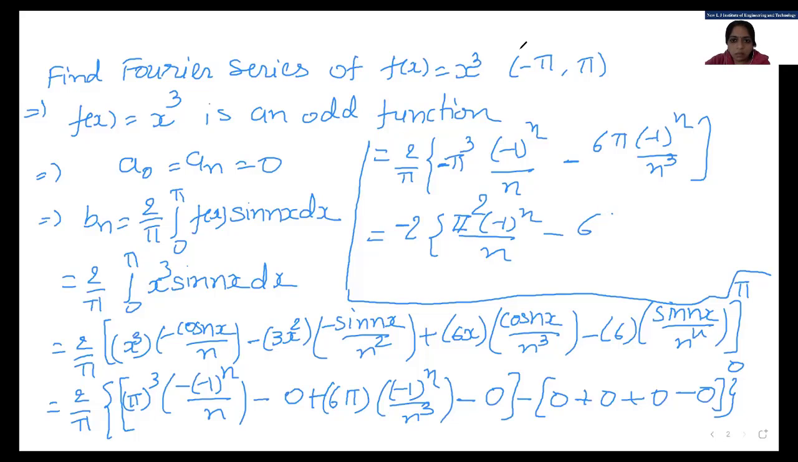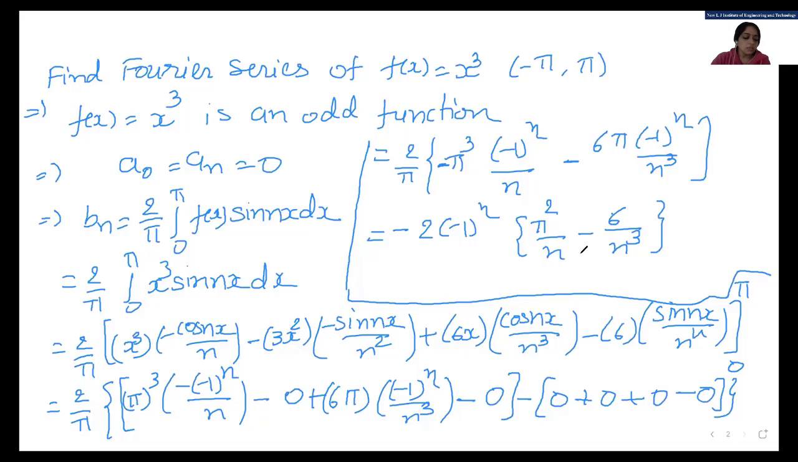So here, if we take minus 1 raised to n common, then this is minus and this one is 2, and here pi will be cancelled. So the remaining term is pi square upon n minus 6 upon n cube. So this is the answer of bn. Okay, this is the answer of bn.